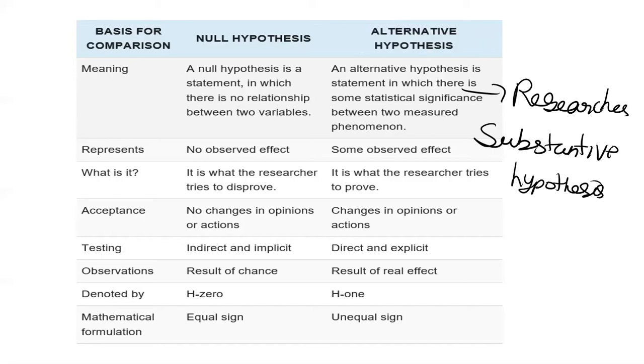Okay. Then the testing. Indirect and implicit testing will be there in case of null hypothesis, and direct and explicit testing will be there in case of alternate hypothesis. Then the observations: the observation is a result of chance in case of null hypothesis, and the observation will have a real effect in case of alternate hypothesis. Then the null hypothesis is denoted by H0 and the alternate is denoted by H1. Then the mathematical formulation: in case of null hypothesis, we will use the equal sign, and in case of alternate hypothesis, we will use the unequal sign. Okay, this will be used.